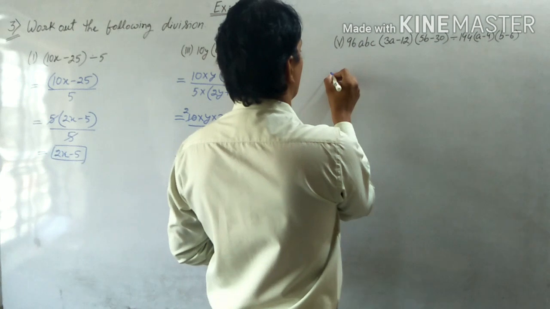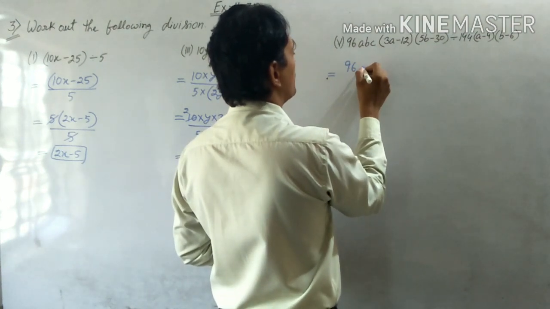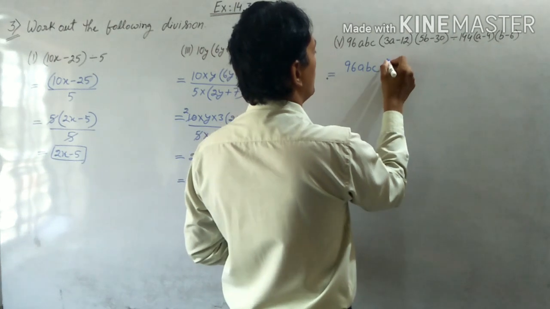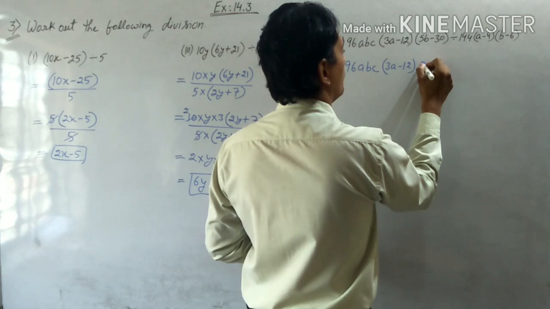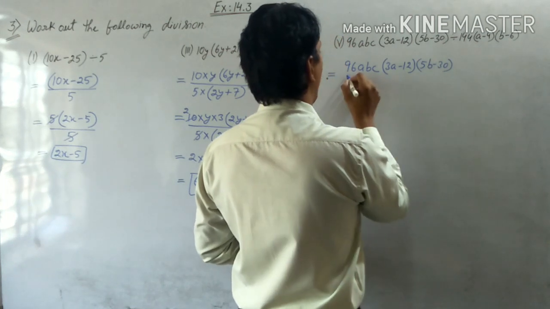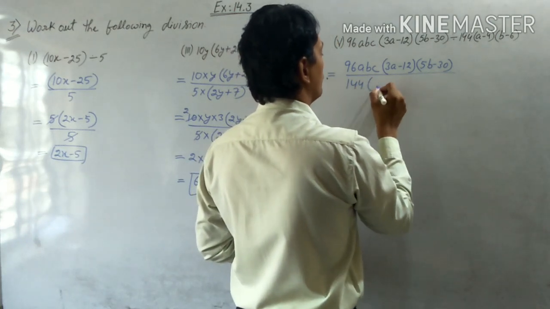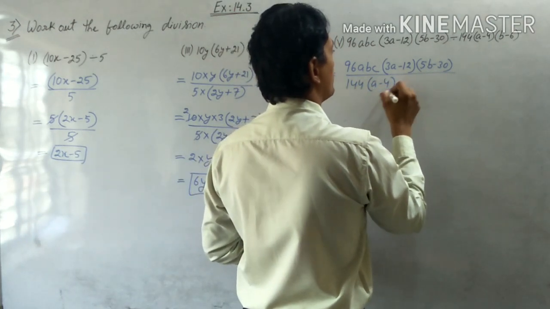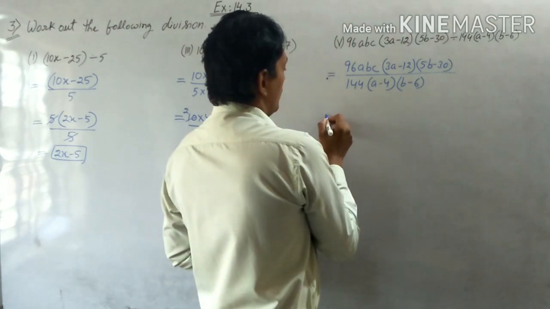Now let's write this in the numerator and the denominator format. 96abc into 3a minus 12 into 5b minus 30, upon 144 into a minus 4 into b minus 6.